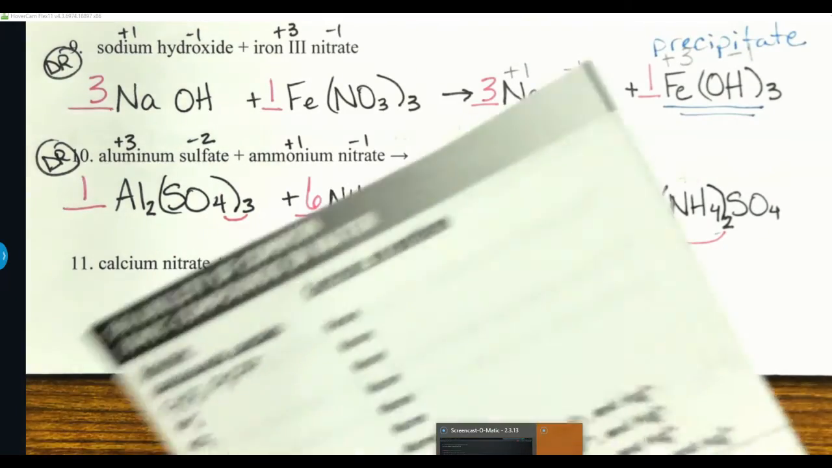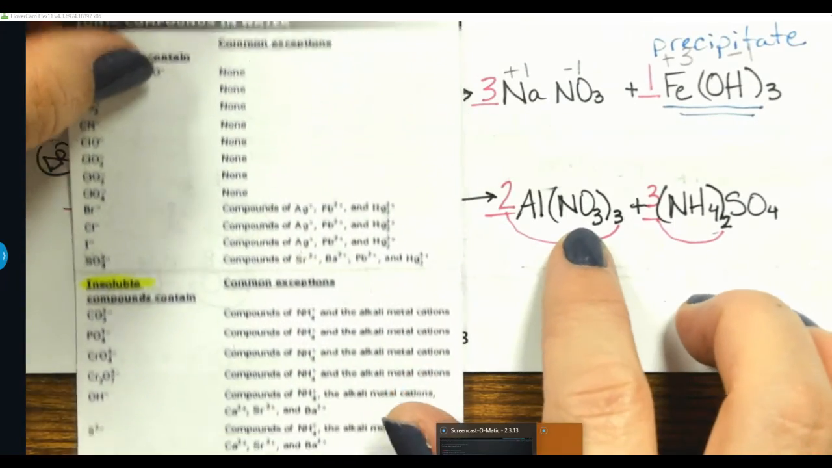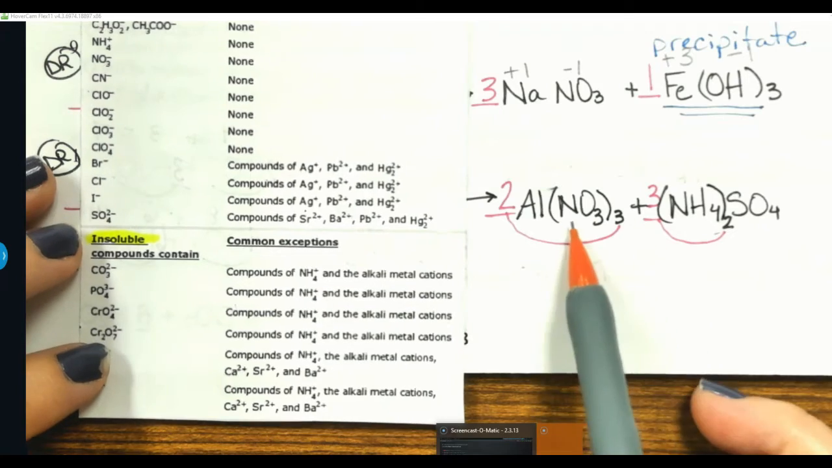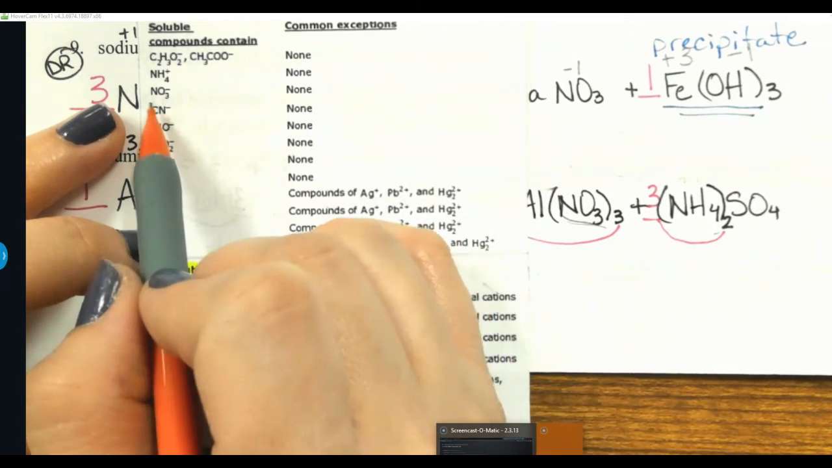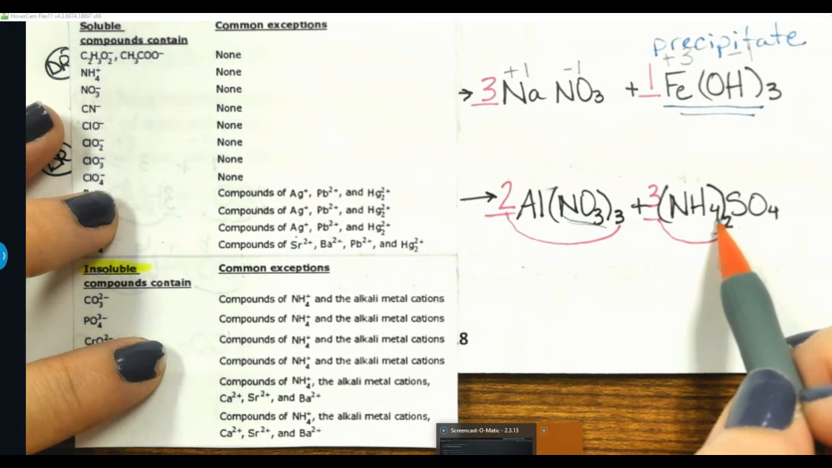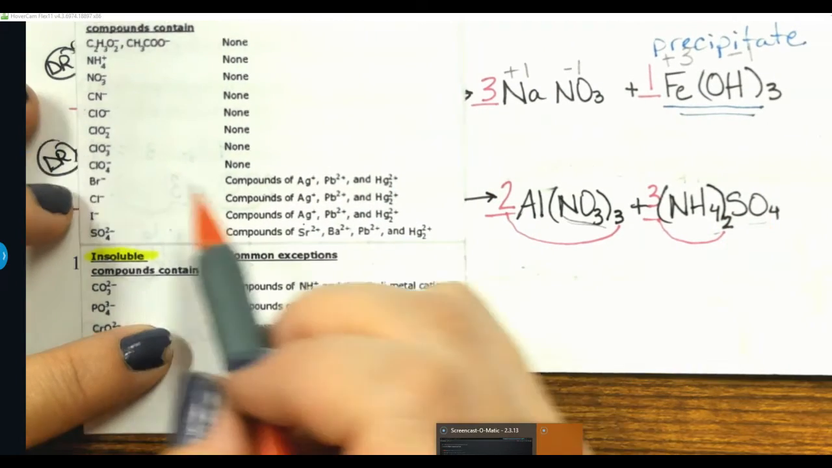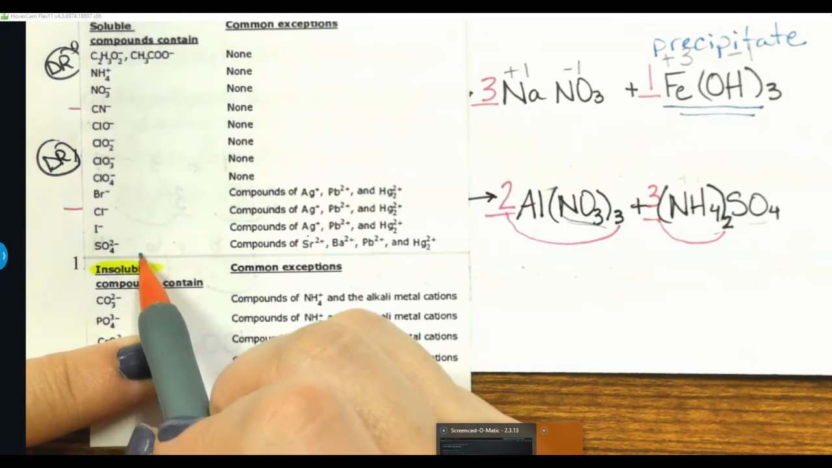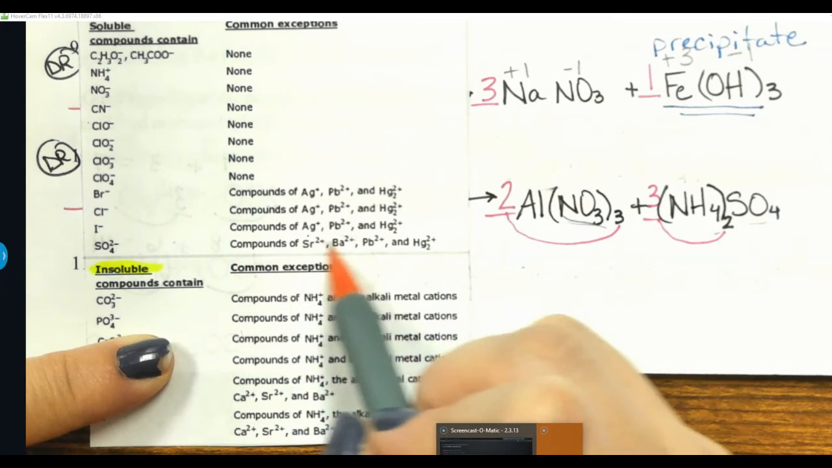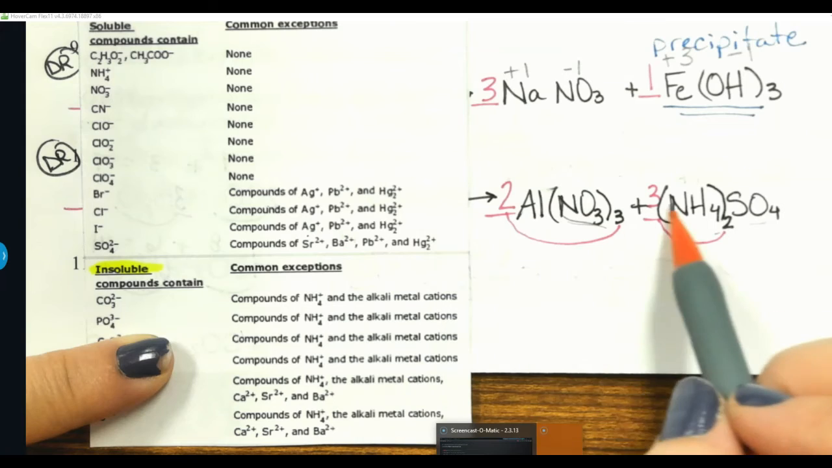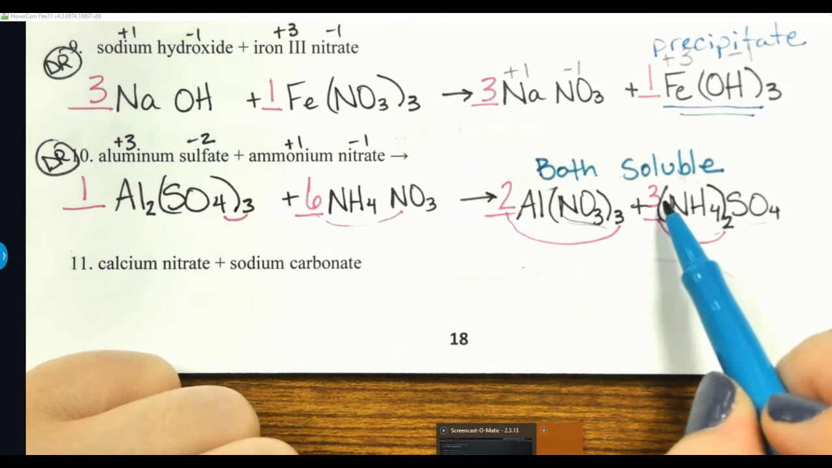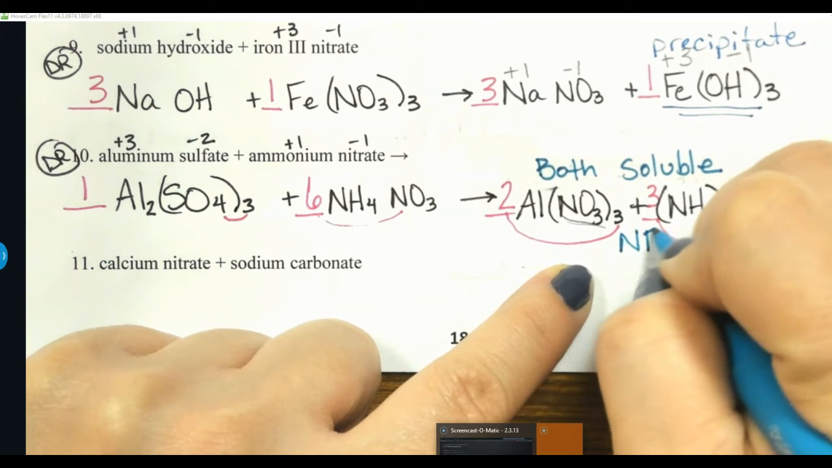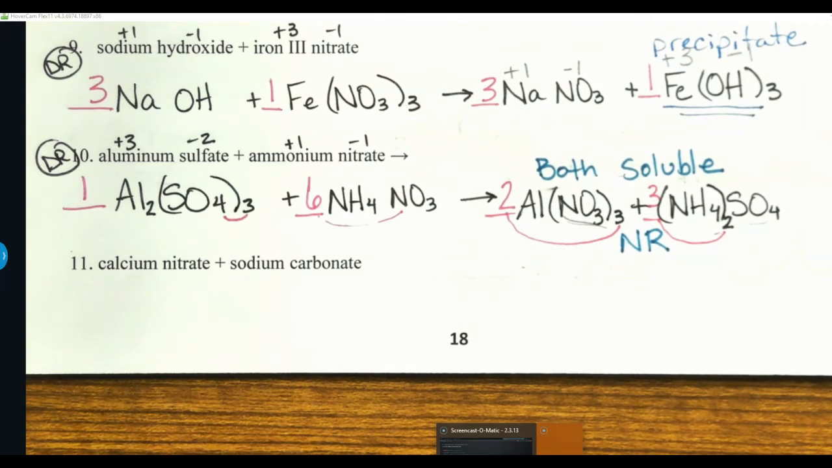Now we identify our precipitate. So if I look here, nitrate, NO3, is there, and it is soluble with no exception, so that cannot be my precipitate. And then here, sulfate, SO4, is there. It is soluble, except with these compounds, but since ammonium, NH4, is not one of the exceptions, both of these are soluble. They're both soluble. This actually can be labeled no reaction because we don't get a precipitate, we don't get anything. They just both remain dissolved in solution.